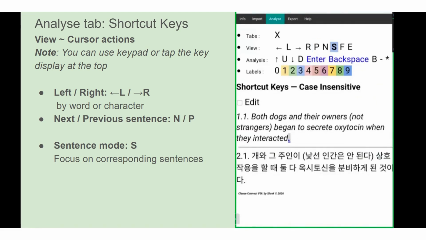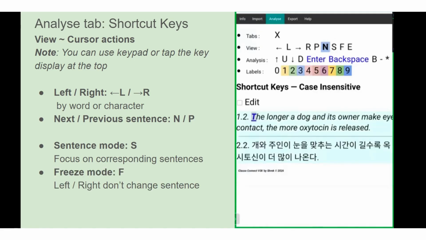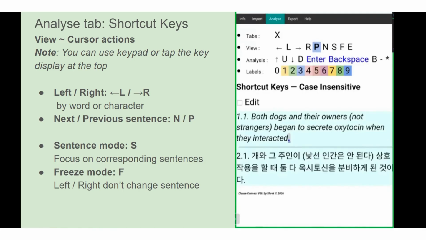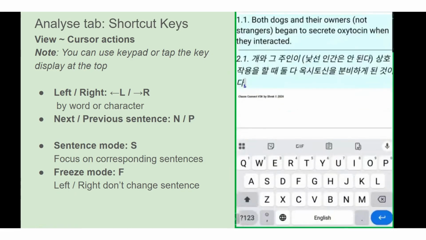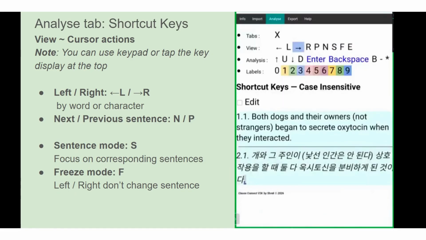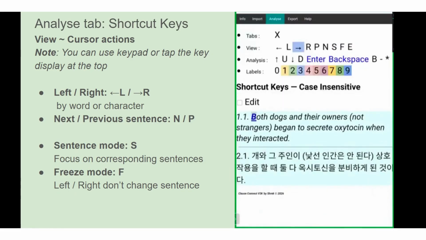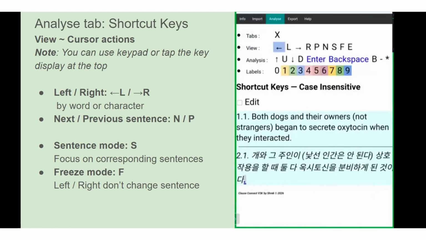You can type the S key to go to the sentence mode, which focuses on the corresponding sentence. And you can use the F for the freeze mode, which doesn't change the sentence when you do the left or right keys.